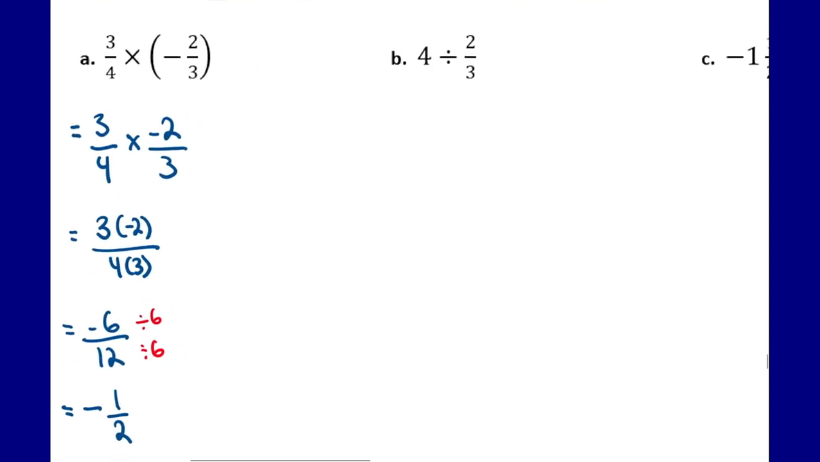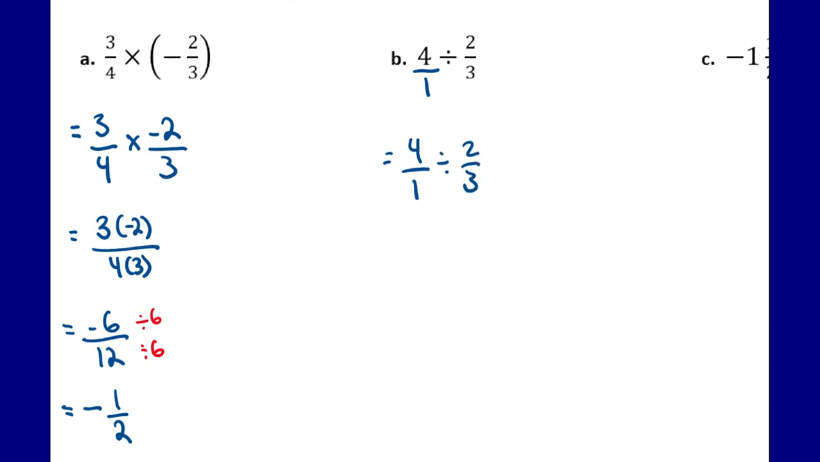B, 4 divided by 2/3. Now this one might be a little bit tricky because 4 is a whole number. So how can I turn any whole number into a fraction? Any whole number as a fraction is always going to be over 1. So this would be the same thing as saying 4 over 1 divided by 2 over 3.